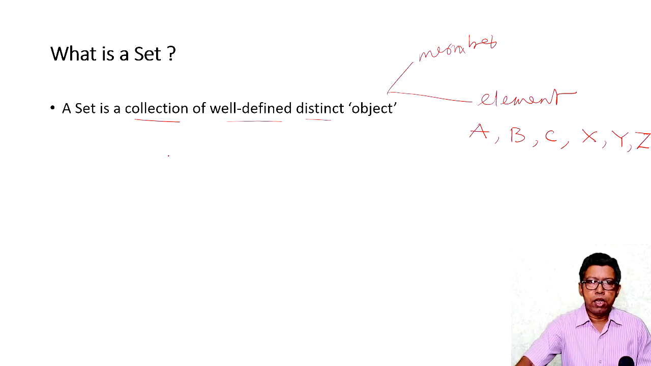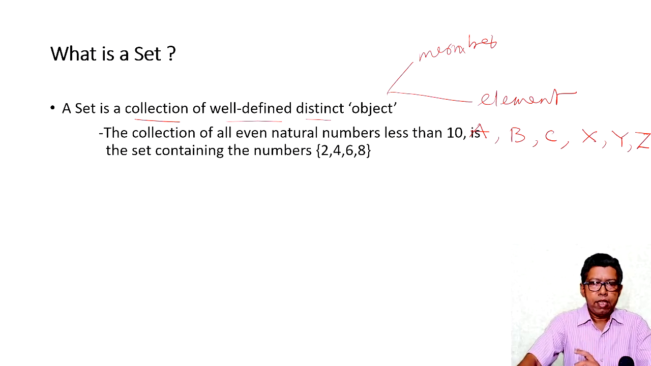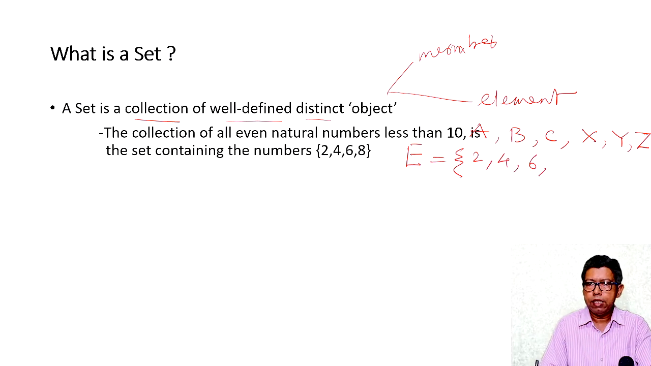In this section you will find what a set is and what the representation of a set is. The collection of even numbers less than 10 is the set containing the numbers 2, 4, 6, 8. Suppose we consider it as E, and this E contains these four elements 2, 4, 6 and 8. E is the notation by which we represent the set, and the elements are taken in the second bracket. 2, 4, 6, 8 are the even numbers which are less than 10.